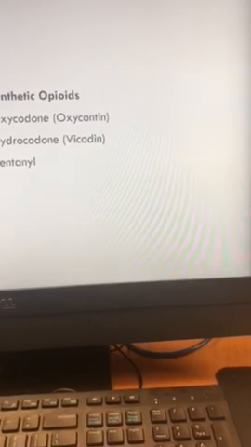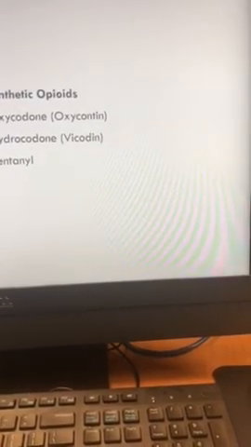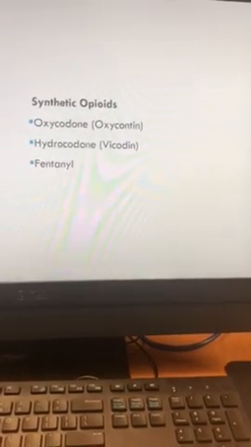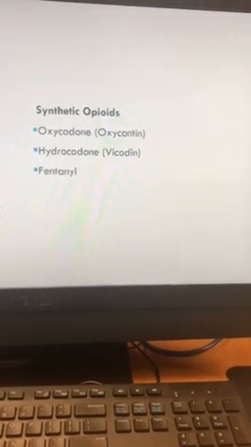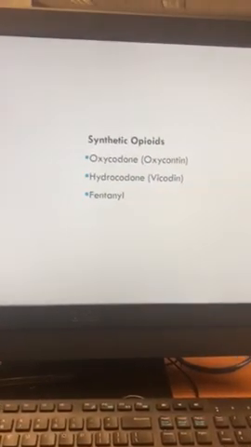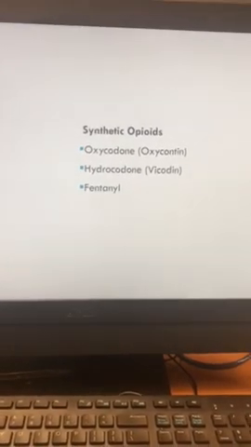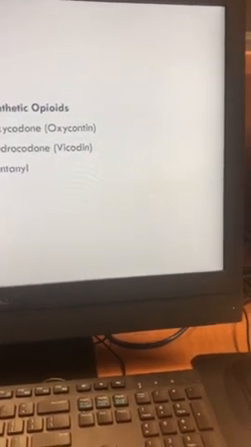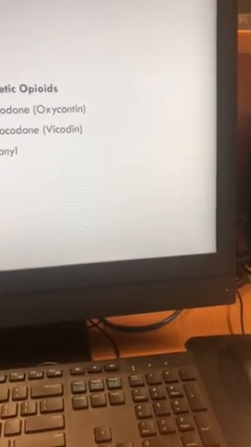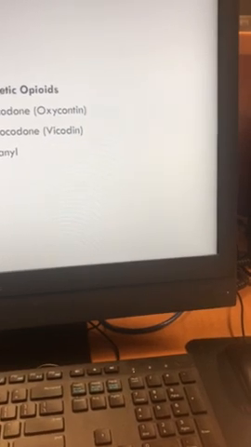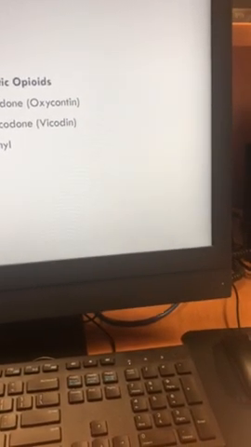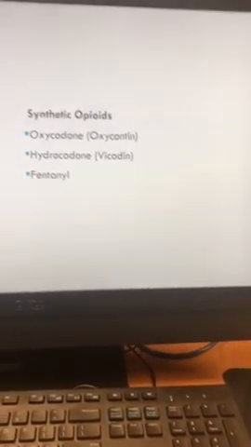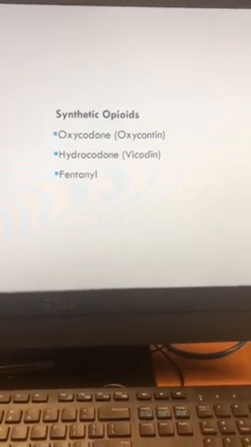Street names for fentanyl are Apache, China Girl, China White, Dance Fever, Friend, Goodfella, Jackpot, Murder 8, Tango and Cash, and TNT. Fentanyl, if you guys don't know, is a patch with effects similar to morphine, but it's 50 to 100 times more potent. And synthetic opiates are usually more concentrated than non-synthetic ones, which makes it much easier for people to overdose on them.